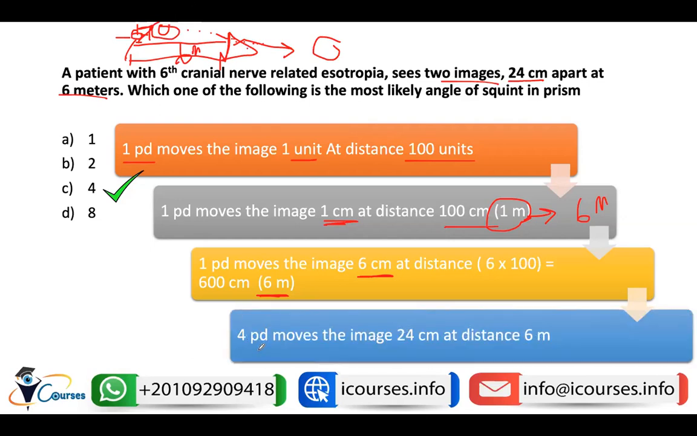And what happens if we are using 4 prism diopters at a distance of 6 meters? This will result in multiplying 6 by 4, which is 24 centimeters. So the right answer is that 4 prism diopters will displace two images 24 centimeters if they are placed at 6 meters away. I hope now that you understand the concept and how we calculate it.